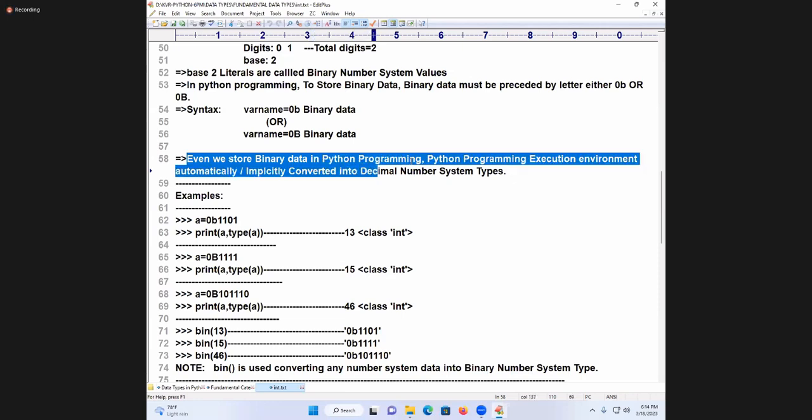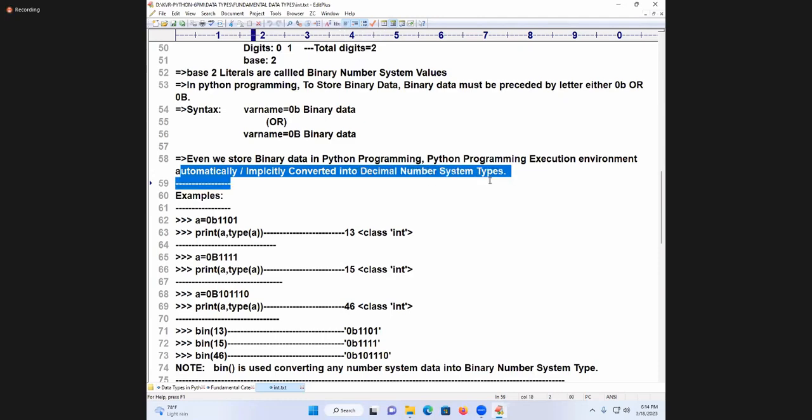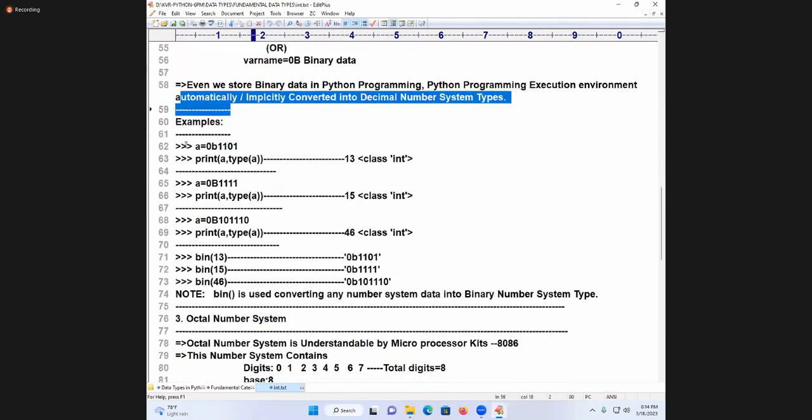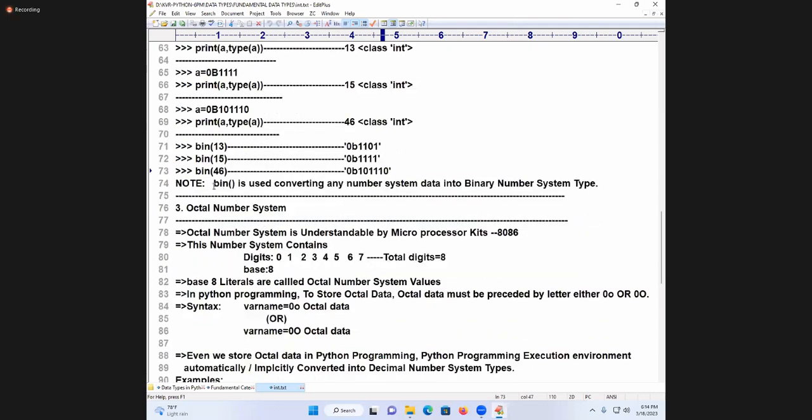Even if we store binary data in Python programming, the execution environment automatically or implicitly converts it into a decimal number. And you have seen those examples last day. And one important point also mentioned: bin() is used for converting any number system data into binary number system type.